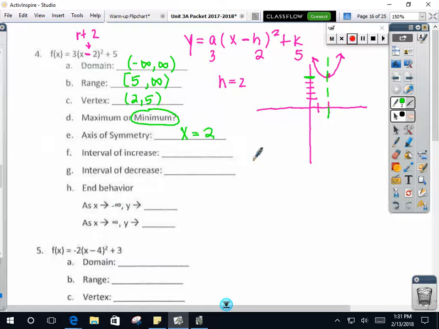Okay, which side is the parabola increasing? The left or the right? You're telling me this way is increasing? This way is increasing, and it started increasing right here at an x value of 2. It increased forever to the right, so positive infinity.